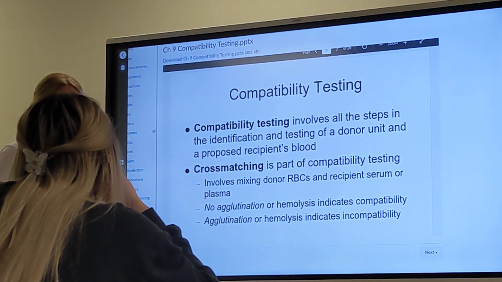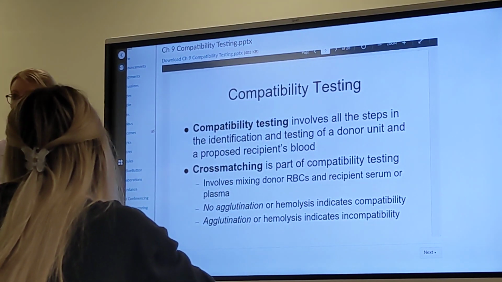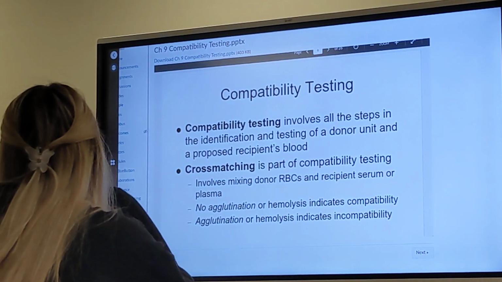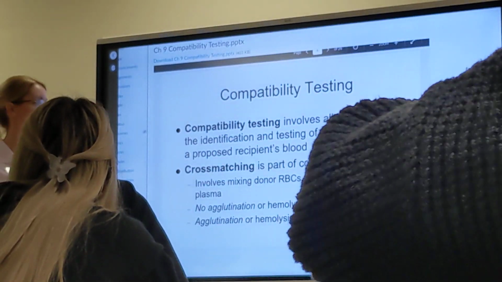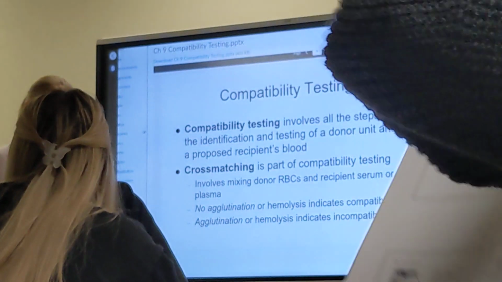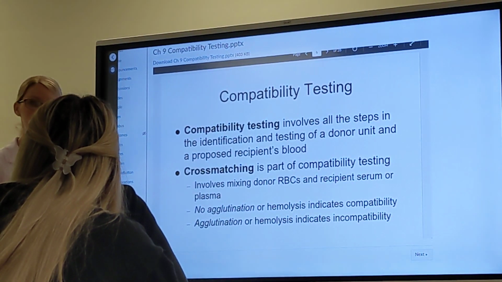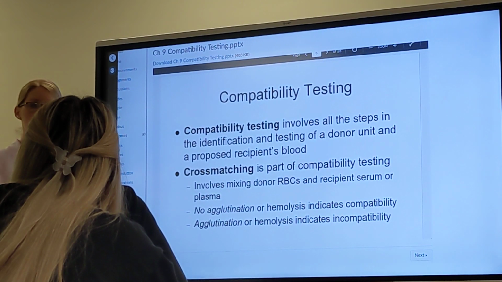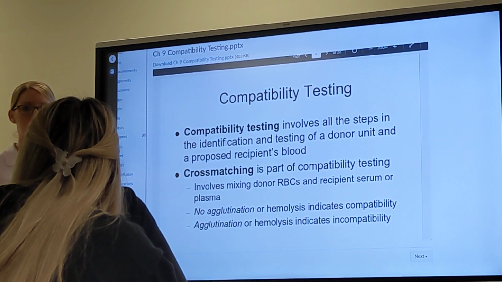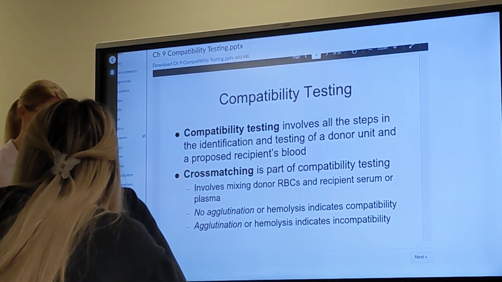It started in 1628. So a really, really long time ago. The history of blood transfusion is really interesting, I think. William Harvey discovered that the blood circulated in the body in 1628, which in my mind, that's like medieval times. I don't know, that's a long, long time ago.